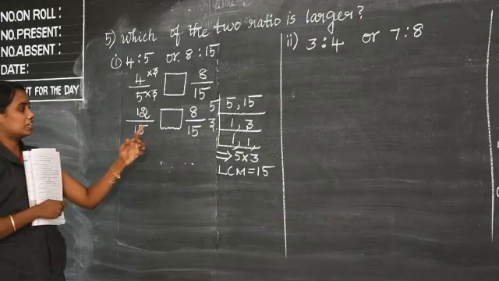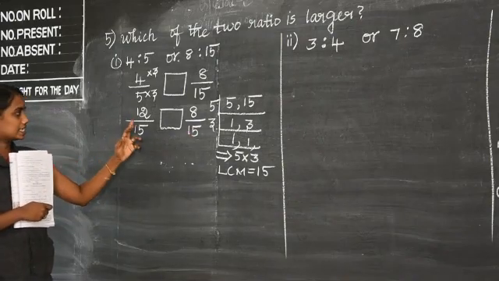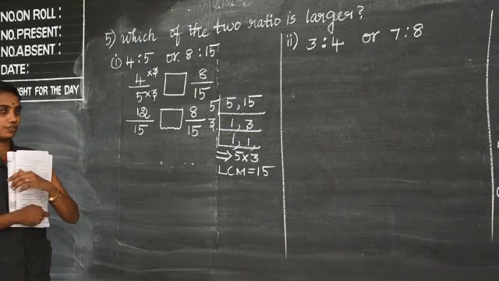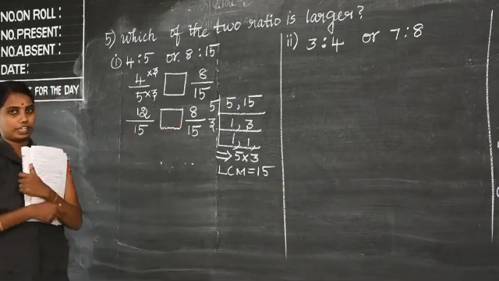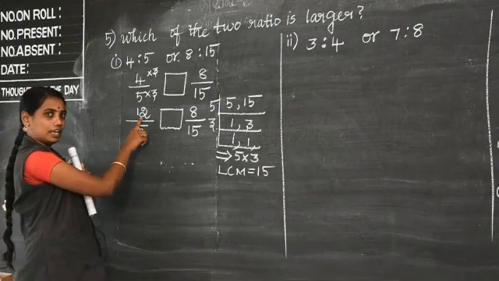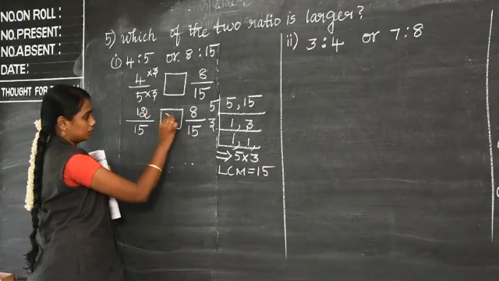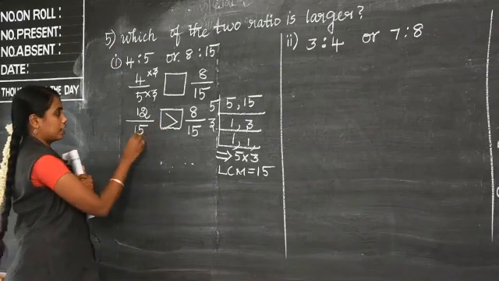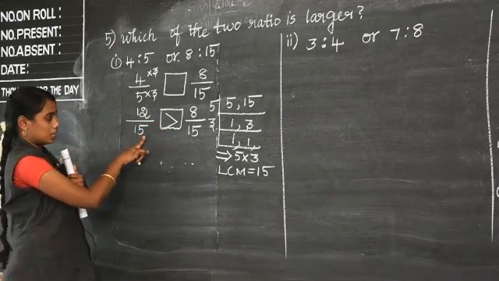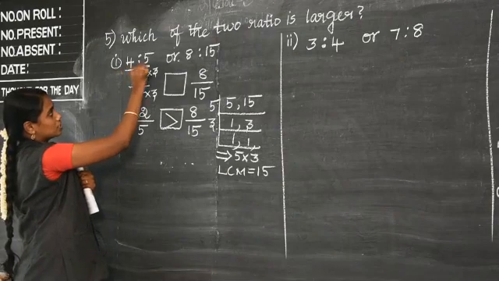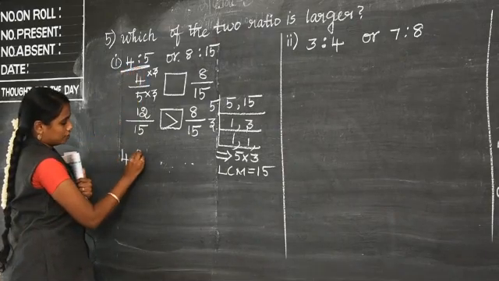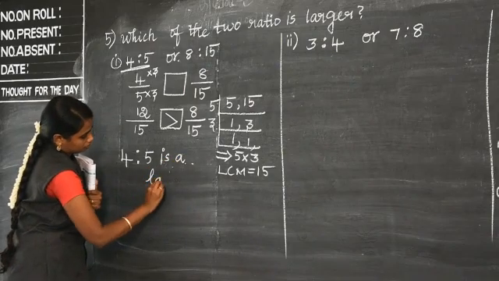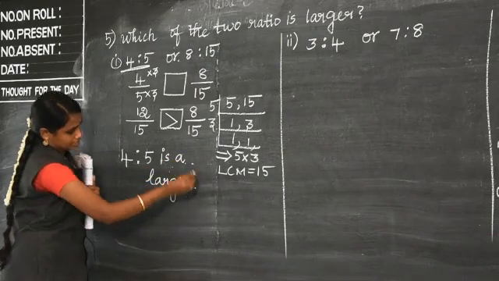Now the denominators are the same. Now you can look at the numerators and compare which is the largest, 8 or 12. Which is the largest one? 12. So the symbol opens toward the 12. Now 12/15 is larger. 12/15 means what in the question? 4:5. 4:5 is larger.